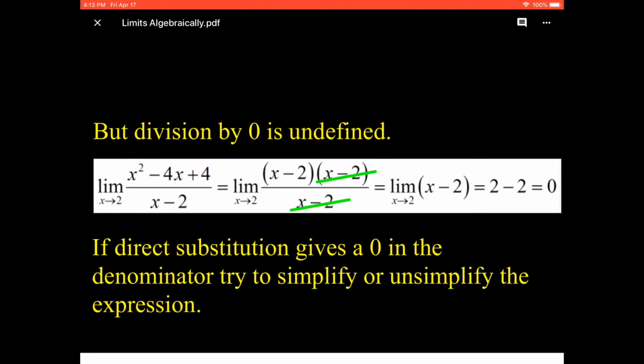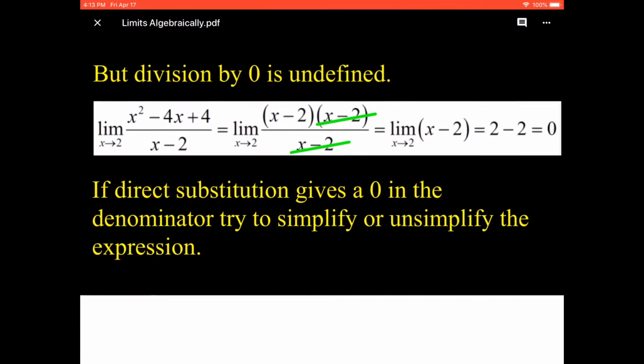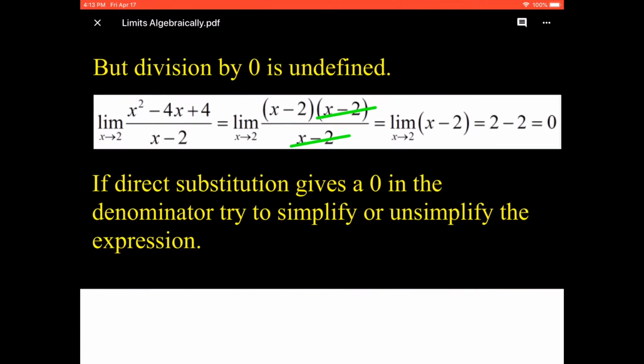Alright, so if we try direct substitution and it gives us a 0 in the denominator, we might need to try to simplify or possibly unsimplify the expression before we can use our direct substitution.